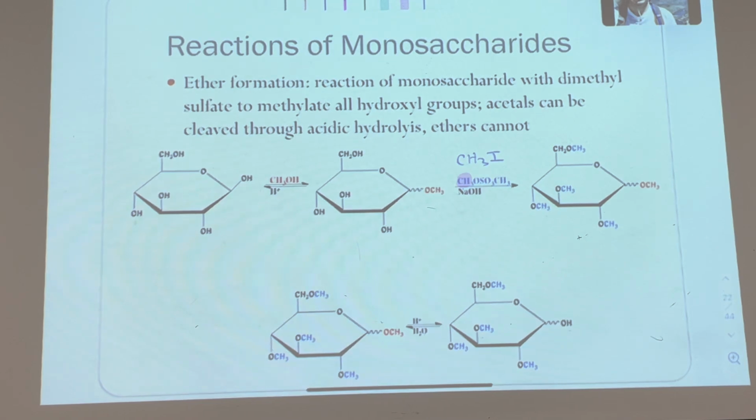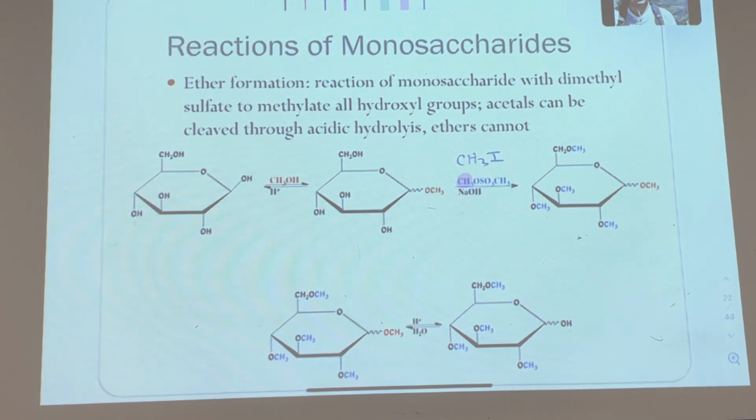You treat the sugar with sodium hydroxide, and so let's just do methyl iodide because it's easier to see. You're going to end up deprotonating all of these alcohols, and they're going to go and attack the methyl iodide, and make the methyl ethers all over the place.